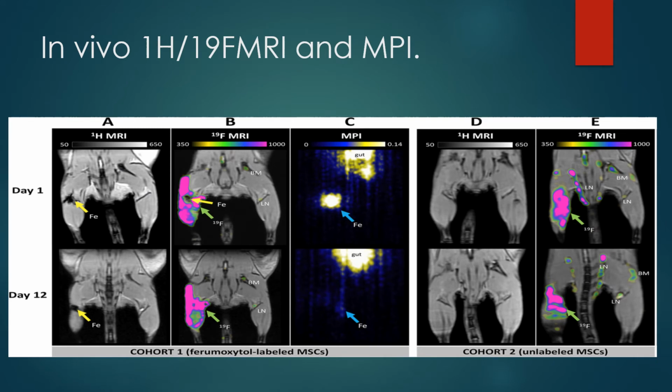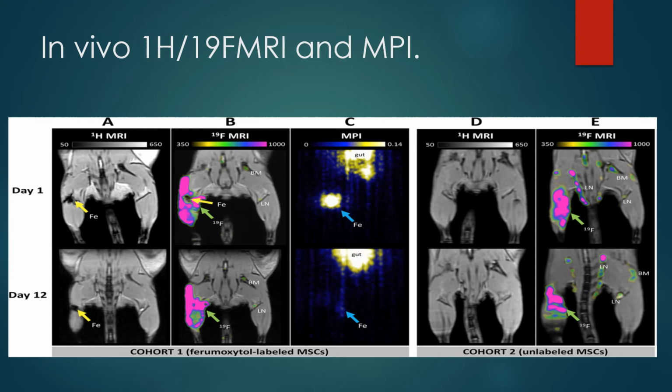And this figure demonstrates the three different modalities. Figure A is proton MRI, which shows the MSCs in the place of administration. The second one is fluorine-19 MRI. The PFC positive immune cells are detected in the bone marrow, lymph nodes, and in the muscles surrounding the MSC implant. Figure C shows the MPI method. You can see two bright spots, the smaller one related to ferumoxytol positive MSCs, and the big spot related to iron food in the gut.